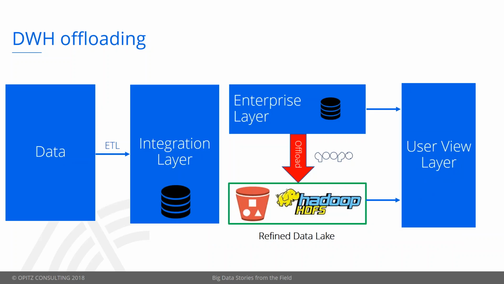With the data warehouse offloading, a new intermediate layer to the integration layer has been introduced. This layer stores historical data, which is not used regularly, in the refined data lake. The data is still available for end users and can be combined with data in the data warehouse.